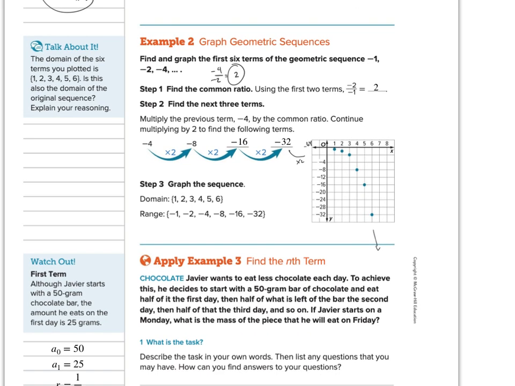My domain, of course, is going to be 1, 2, 3, 4, 5, 6, because those are my x values of the ordered pair, and then the range would be -1, -2, -4, -8, -16, and -32, because those are the y values. And just showing you right here, that point is 6, -32, which is that ordered pair. That's how they came up with the domain and range, the x's and the y's.